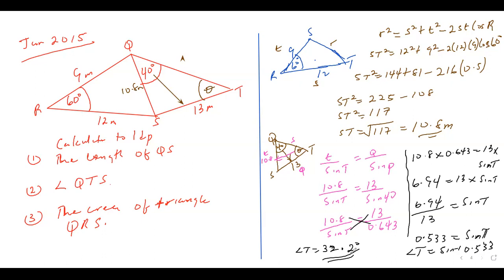And sir, why did you put the sine inverse 0.533? Because if you want to find the angle, you always have to use the shift. If you leave it right here, you lose marks because you don't find the angle. The 0.533 is not the angle. So for you to find the angle, you have to say shift sine of 0.533 to get the angle itself.